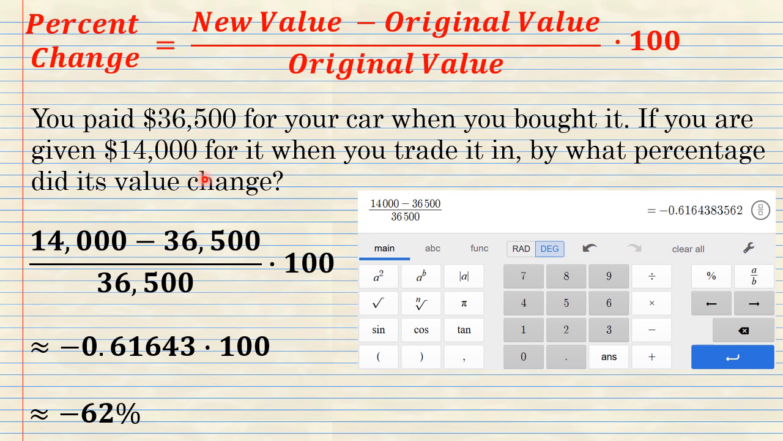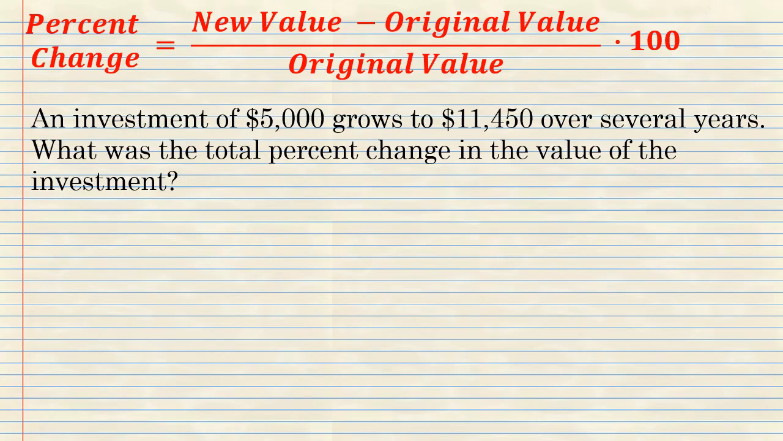Let's finish off with one more example. This final example will consider an investment that grows from $5,000 to $11,450 over several years. So this investment more than doubled in value over the course of several years. Let's find the total percent change in value.